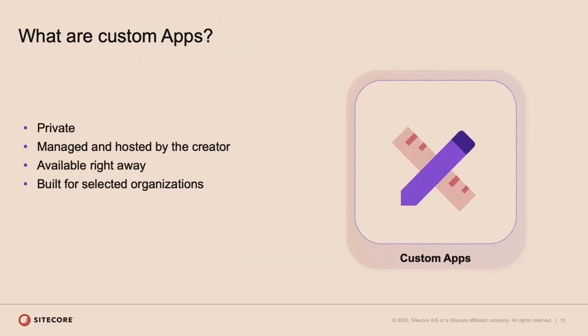So custom apps are, as I say, private applications. They're a way for you to customize your SaaS tenants. So you have a specific customer with a specific need of customization that they have in their implementation. You can build a custom app for that. You install it in your tenant, and it's available right away for your customers to work with, and they get that customized functionality.